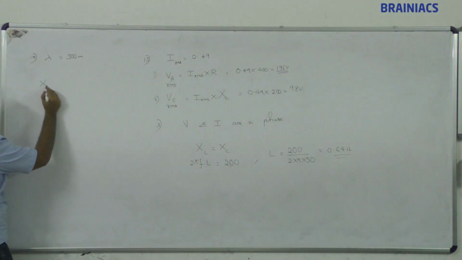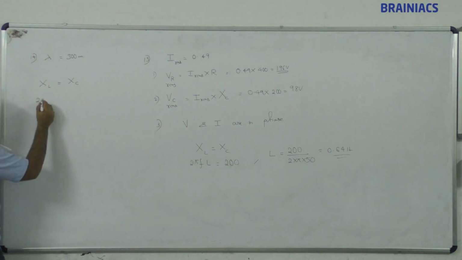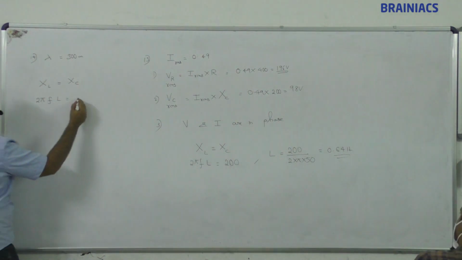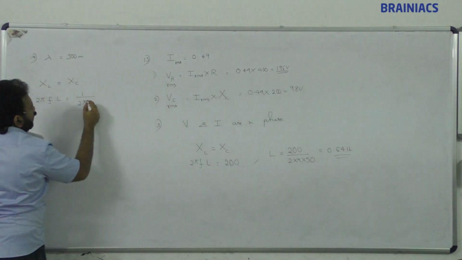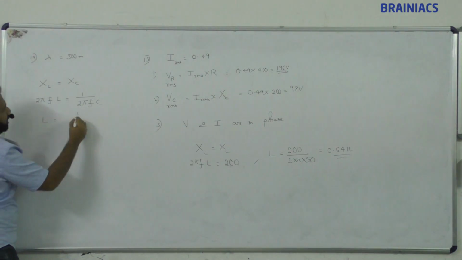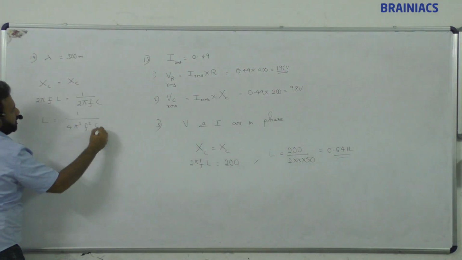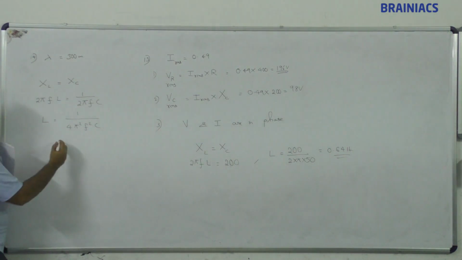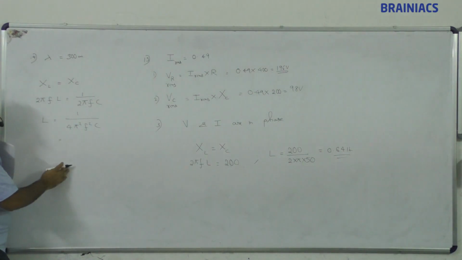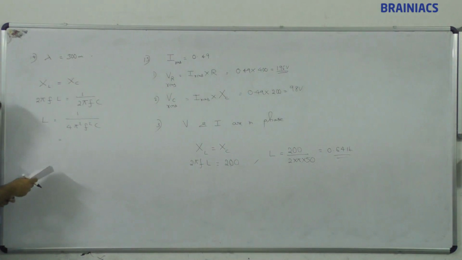So obviously what should happen? XL must be equal to XC. So here 2 pi F into L is equal to 1 by 2 pi FC. Suppose we need to find inductance, this is nothing but 1 by 4 pi square F square C. Now what all things are given? 4 pi C, everything we know. Frequency is not given, so that we can find from here.